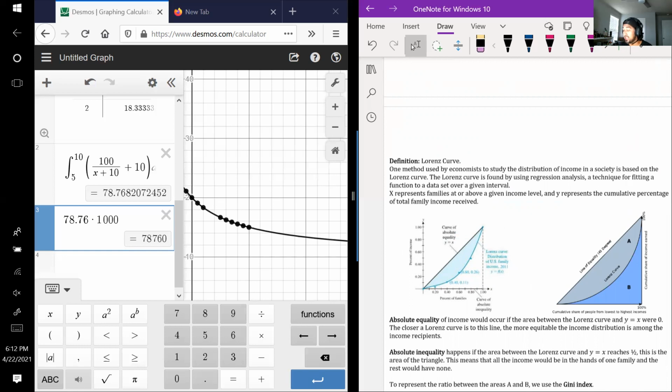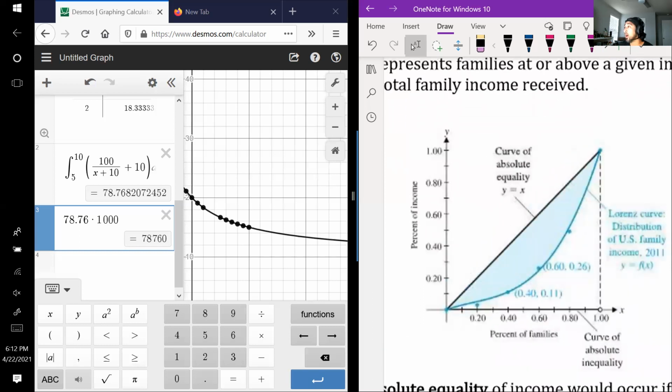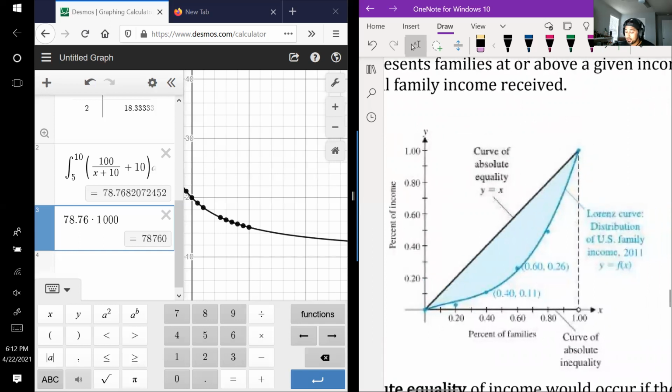total family income received. So if you look at these graphs, we have the line Y equals X. This is called the curve of absolute equality. So the closer that the Lorenz curve gets to the curve of absolute equality means that in one population, income is close to getting equally distributed. This means that we are all making the same amount of money, which will never happen. But if it ever touches that line, that means income is being equally distributed.